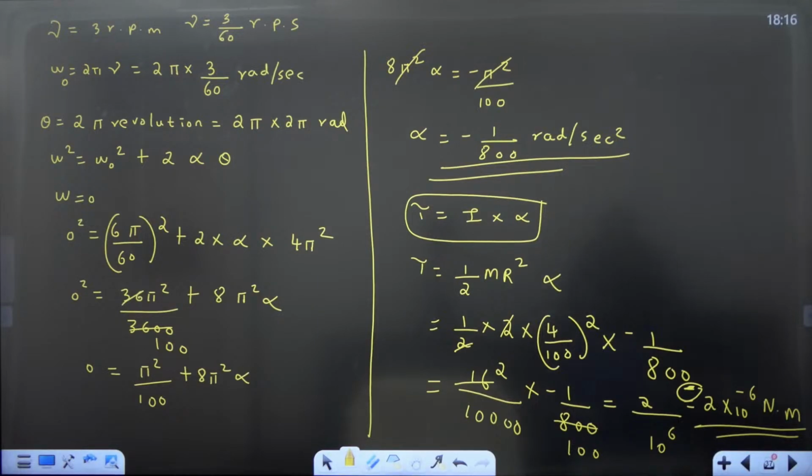Sir, 8 pi square alpha is equal to pi square, isn't it? It is minus pi square. Then pi square will cancel, right? Negative is not getting cancelled. Negative still remains there. Pi square will be cancelled, right?